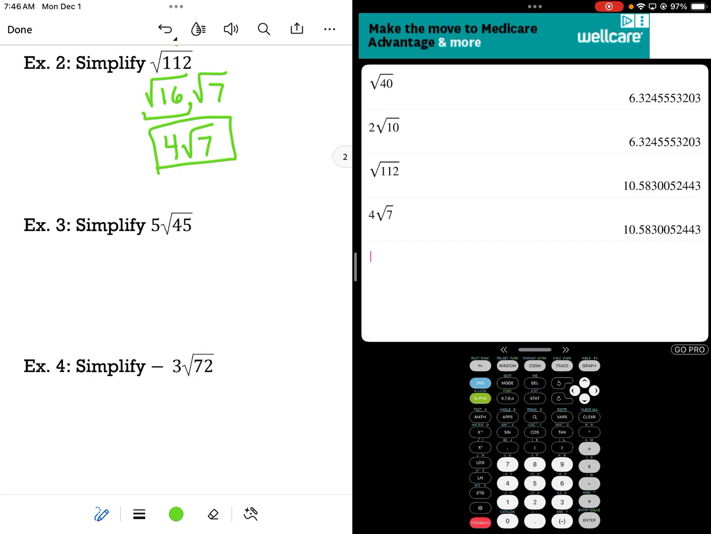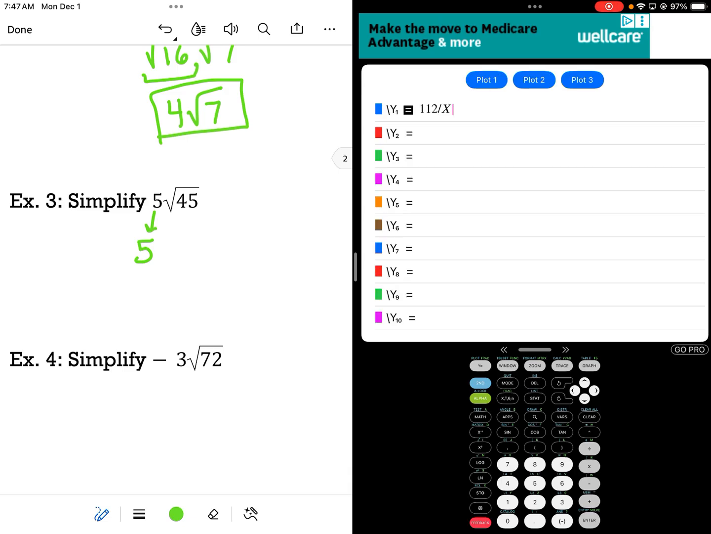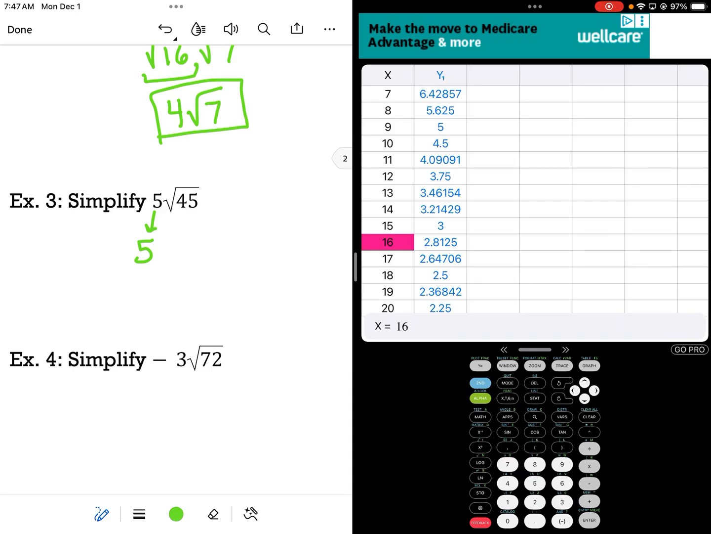5 square root of 45. We're still doing the same thing. The only difference is you're just going to bring the 5 down. And let's deal with the square root of 45. So go to y equals. Let's put in 45 divided by x. Second graph to look at the table. Okay, what perfect square factor evenly divides?